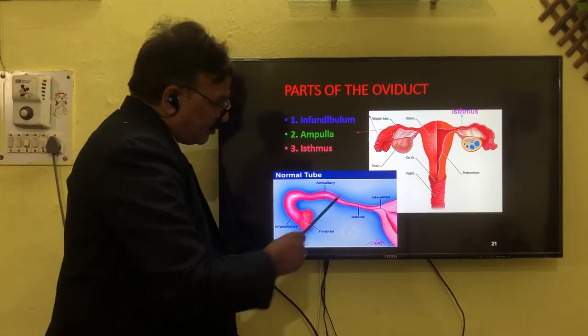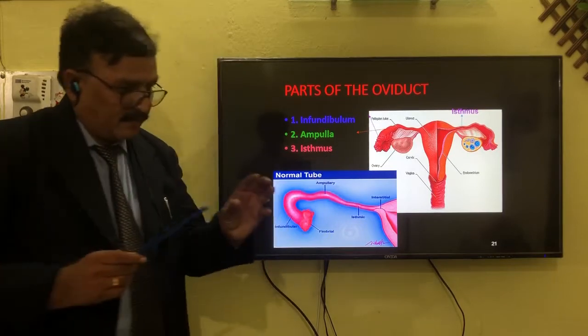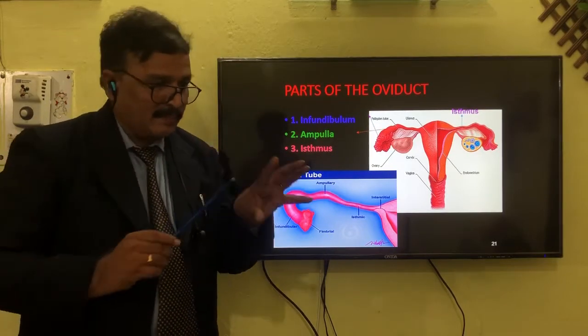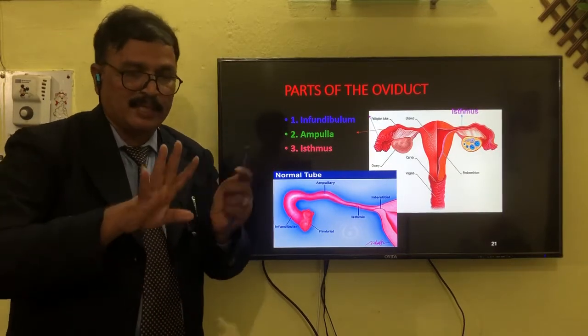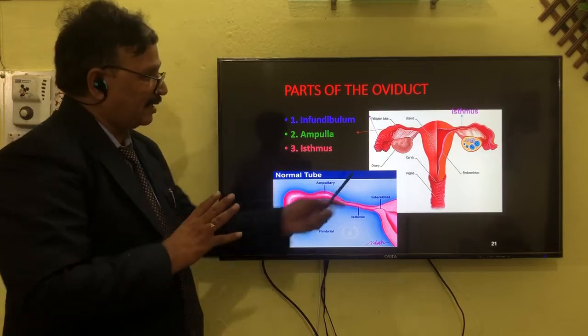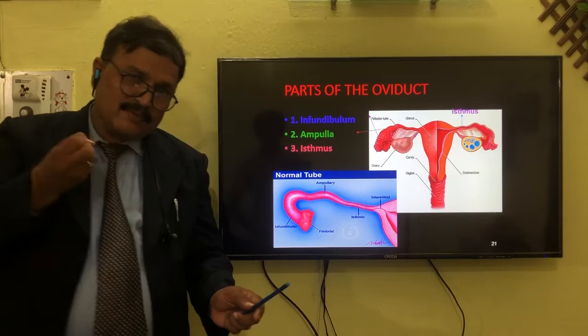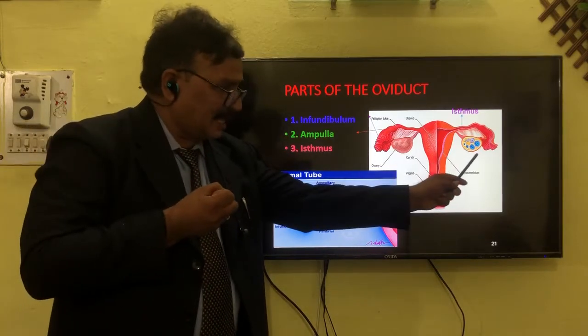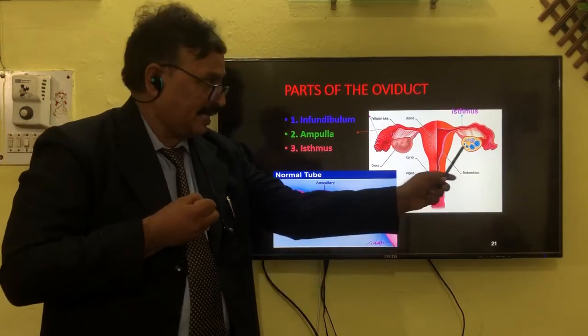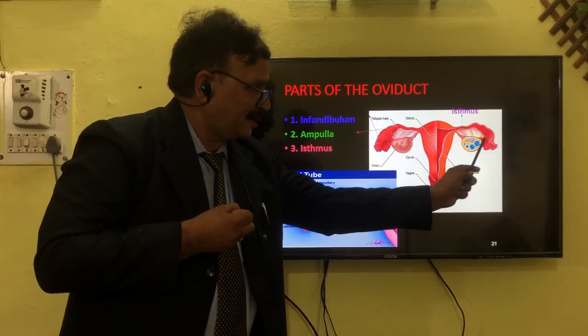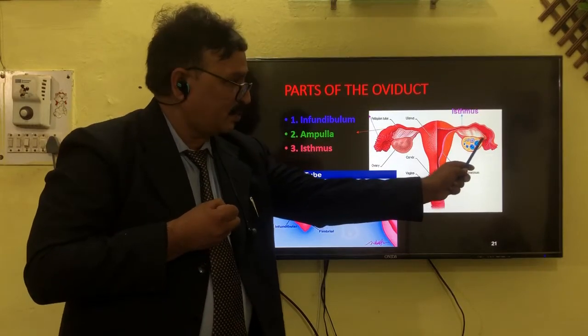If you observe carefully, the funnel-shaped structure, the infundibulum, has finger-shaped projections called fimbriae. Here you see, the fimbriae will move vigorously and suck the ovum which is released here. Otherwise, the ovum will go somewhere. It will be sucked by the fimbriae of the fallopian tube.